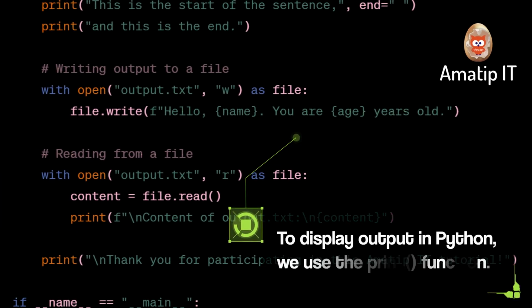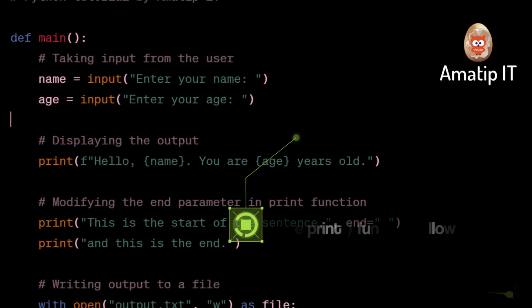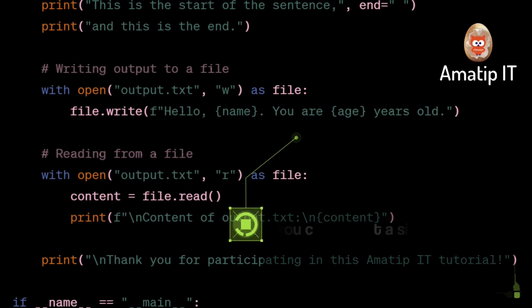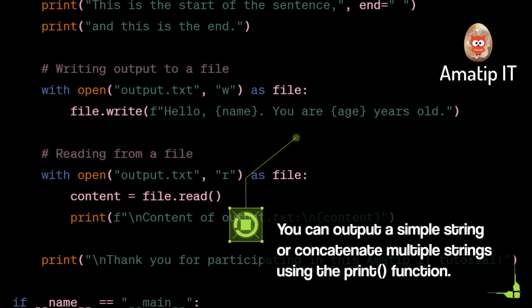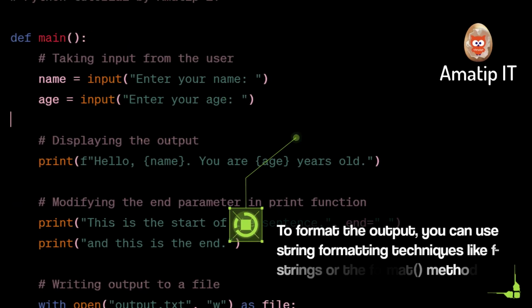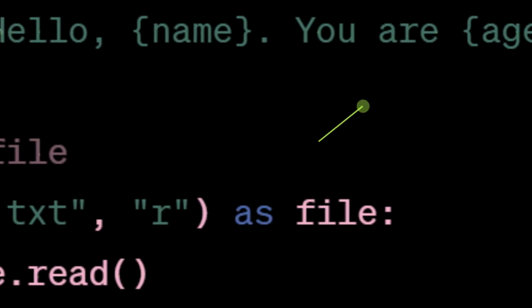To display output in Python, we use the print function. The print function allows us to output text or the value of a variable to the console. You can output a simple string or concatenate multiple strings using the print function. To format the output, you can use string formatting techniques like f-strings or the format method.